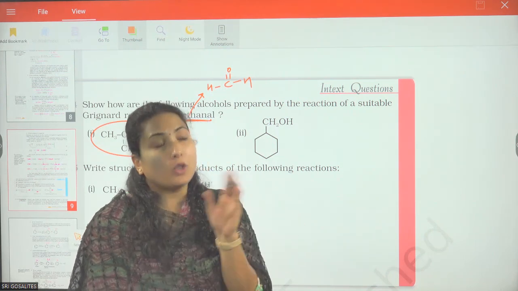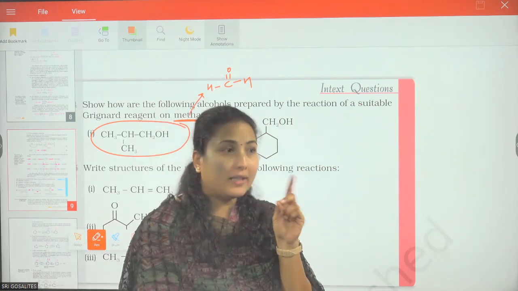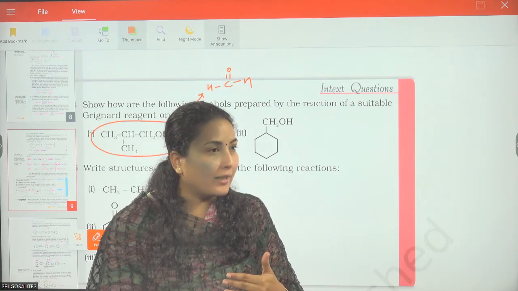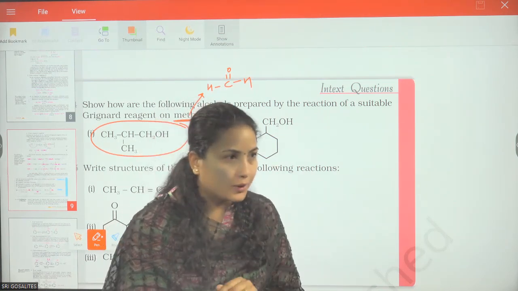If you want to make any secondary alcohol, for that you need to take any aldehyde other than HCHO, which is the first member, right? And if you want to make a tertiary alcohol, then you need to start off with a ketone and the Grignard reagent.